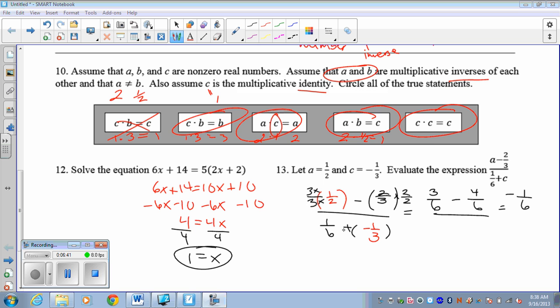Alright, on the bottom, again, I need a common denominator. The least common multiple between 3 and 6 is 6. To get from 3 to 6, I had to multiply by 2. So that's what I'm going to do in the top when I get negative 2/6. I'm going to subtract that. 1/6 minus 2/6 is negative 1/6. Negative 1/6 divided by negative 1/6: anybody divided by himself is always 1.